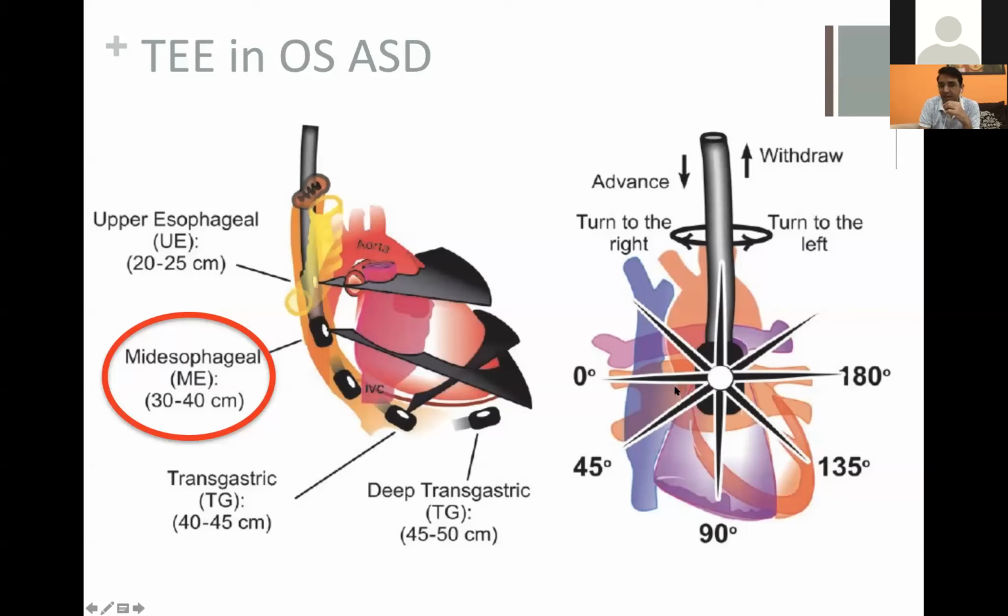And this area actually shows the multiplanar aspect of the TE probe. As you would know, this is the 0 degrees, this is the 45 degrees, this is the 90 degrees, and this is 135 degrees. And just to make ourselves oriented, we can also turn it to right and left to see the right and left aspect of the septum, which is so very important when we evaluate the septal defect for device closure.